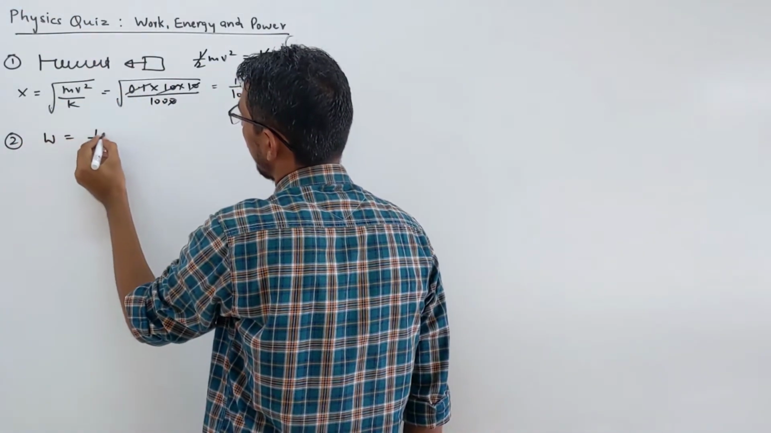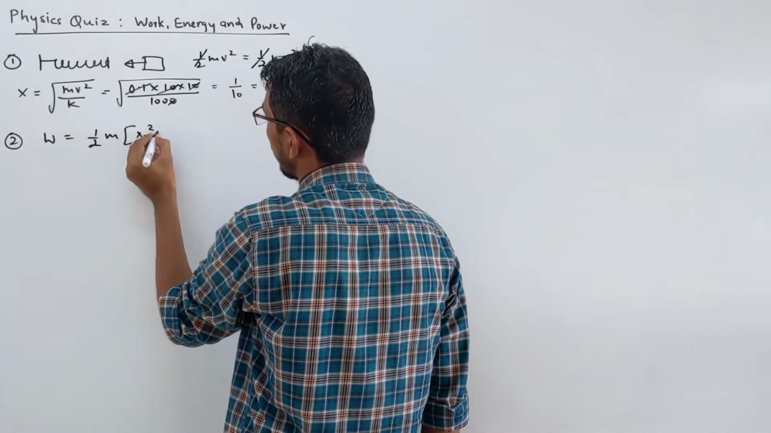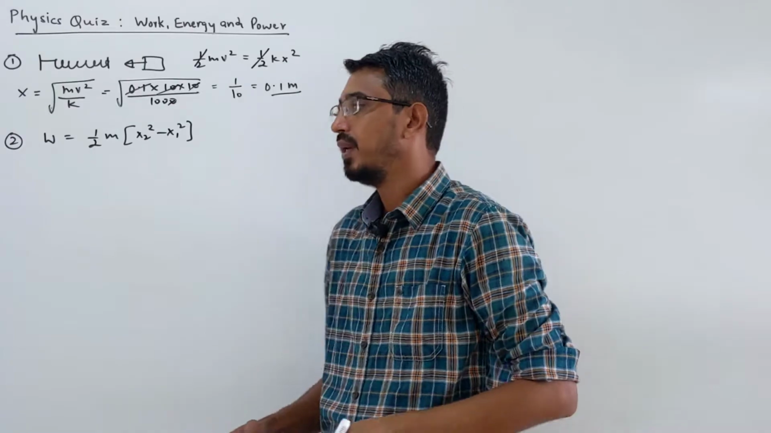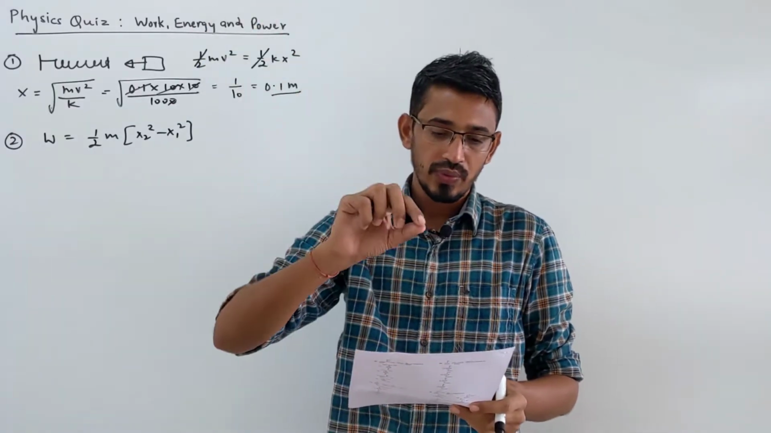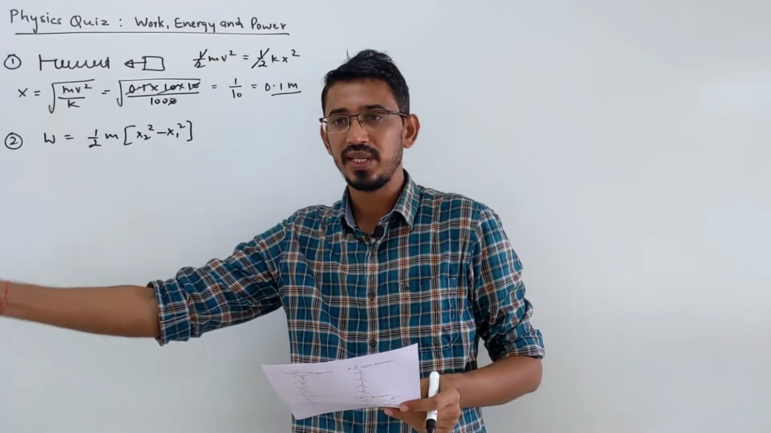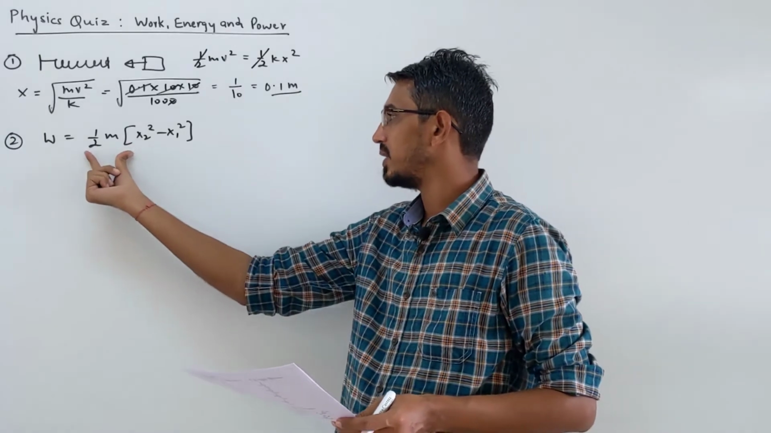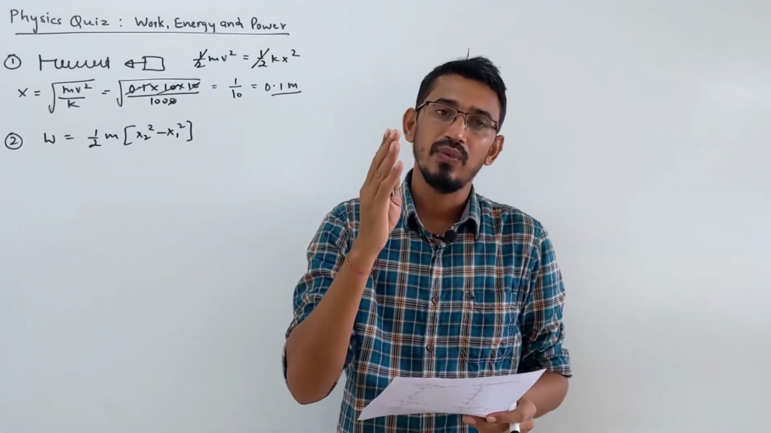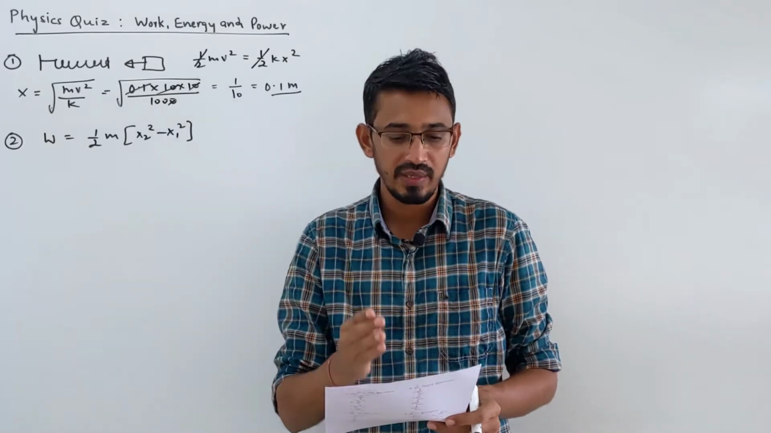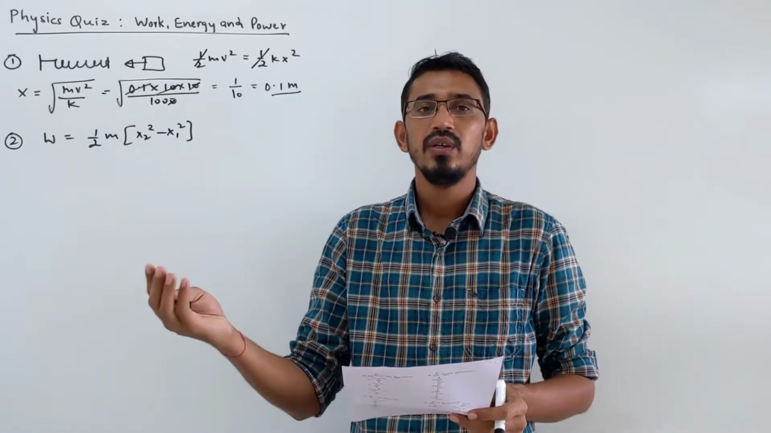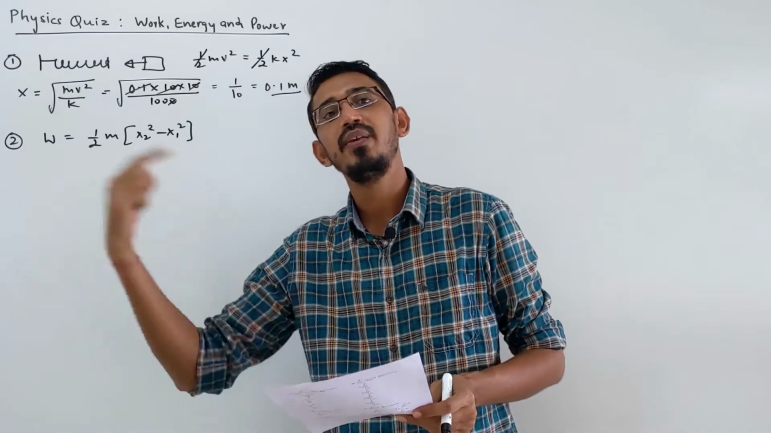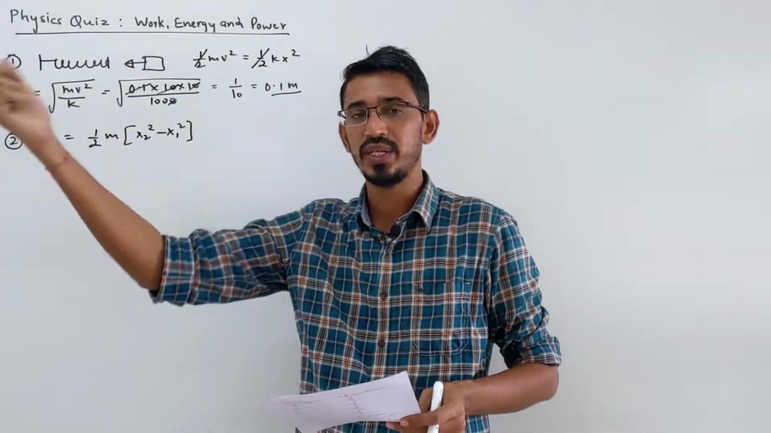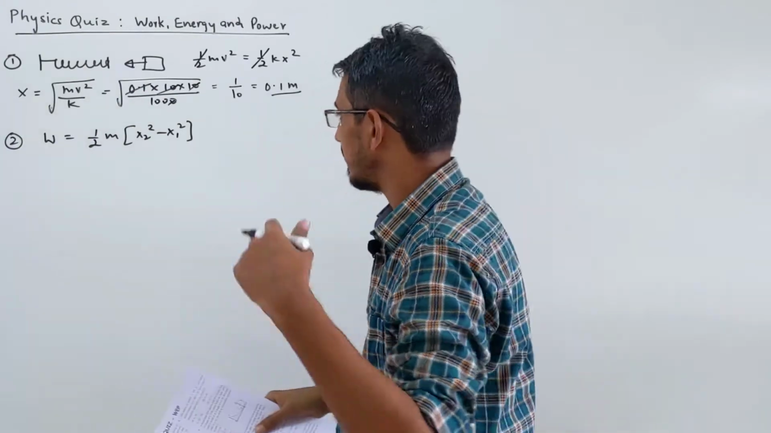Work done will be simply half k, taking common, x2 square minus x1 square. Right? Two types of questions I told you like this. You want to go from 5 centimeter to 15 centimeter. This is the answer. Final energy minus initial energy, right? We subtracted them. Sometimes they say we already extended by 5 centimeter and you want to extend by 15 further. By 15 further means you are going 5 plus 15, up to 20 centimeter. So that's a different question.